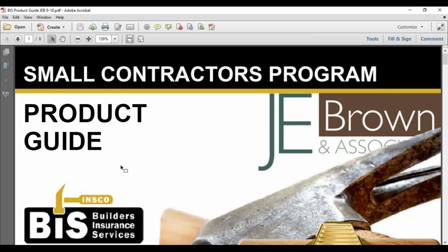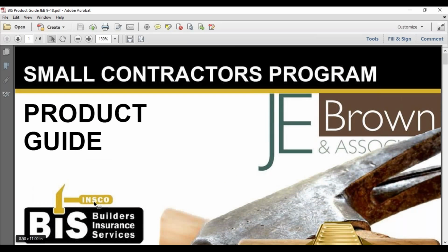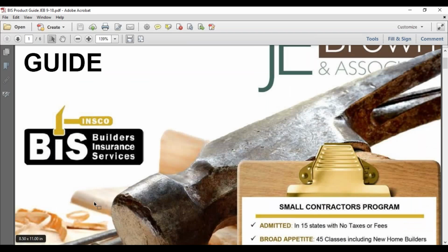This is our product guide that we have partnered up with J. Brown. So it's the J. Brown BIS product guide tailored for your needs. I just want to provide some highlights of our product, talk about the forms, and hopefully get you comfortable with BIS. Our product is admitted. It's for small contractors, an admitted product. And right here are the highlights.